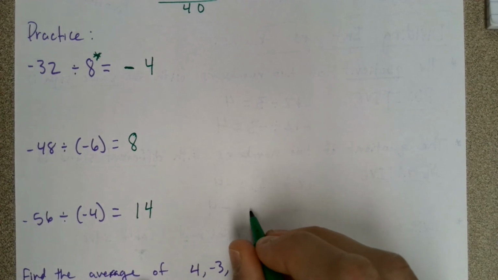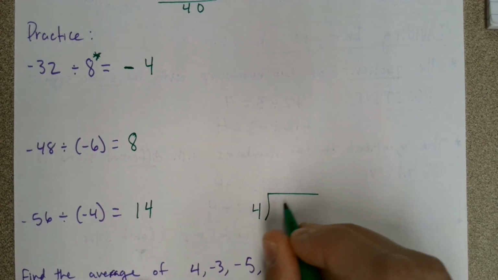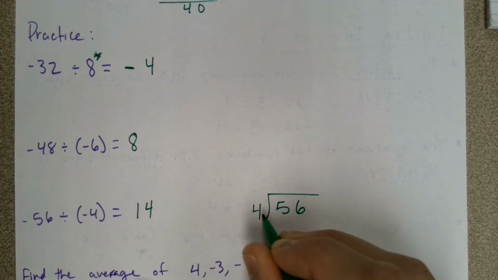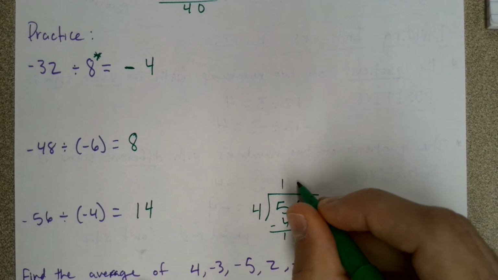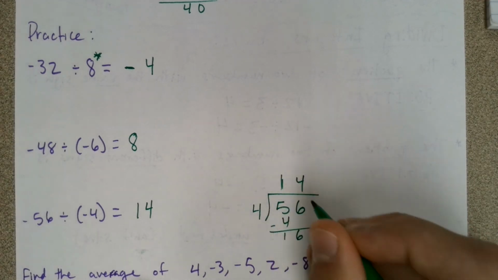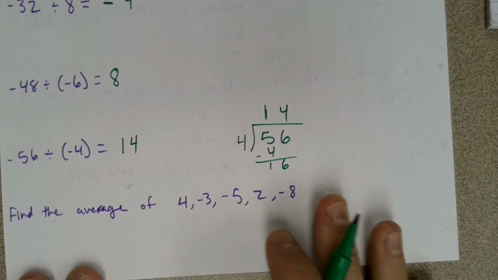I can show you that one real quick too here. Set up my version. Again, you can do this however works best for you. 4 goes into 5 one time. That's 4. It's 1. 4 goes into that... 4 times, 14. All right, one more average here.